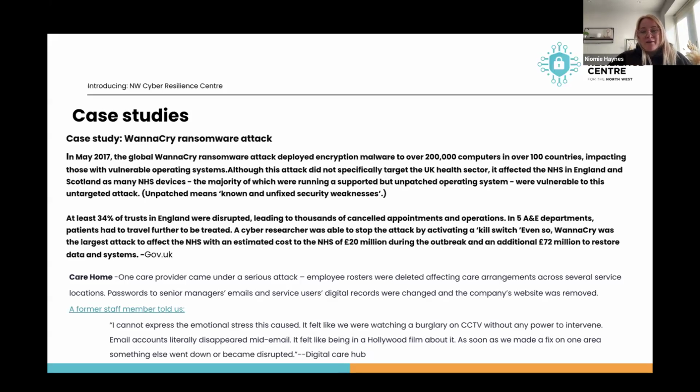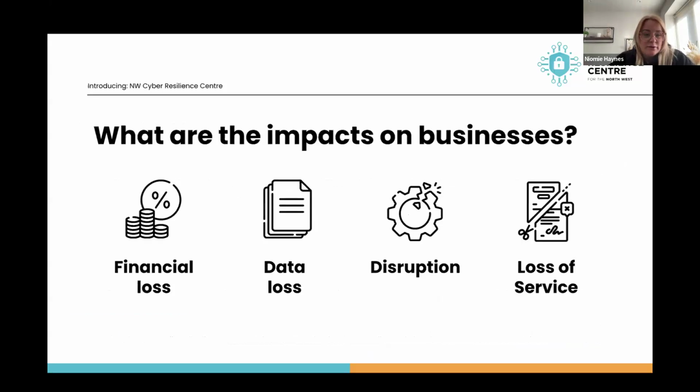It basically came to around £20 million during the outbreak, and then an additional £72 million to restore the systems and the data. So absolutely huge cost, huge implications of this type of cyber attack. And one thing I want you to think about as well is that the monetary value is obviously a massive factor. But in the sector that you're in, there is a real risk to life as well if your services are unavailable. So this is something that needs to be considered when thinking about cyber, how you prepare for an attack, and the things that you can do to reduce that risk.